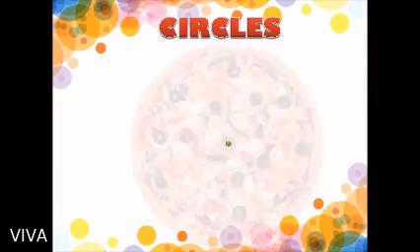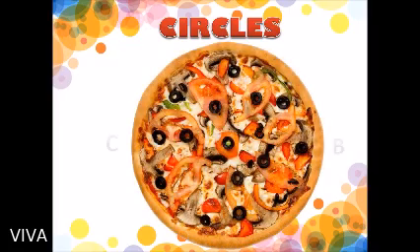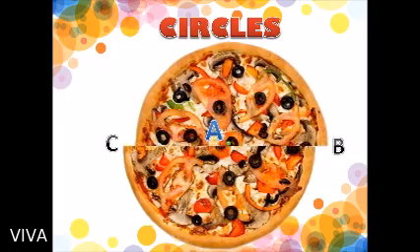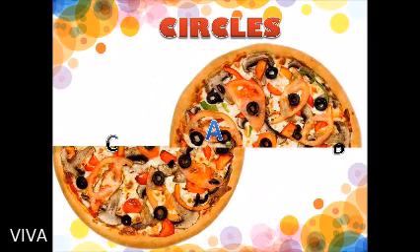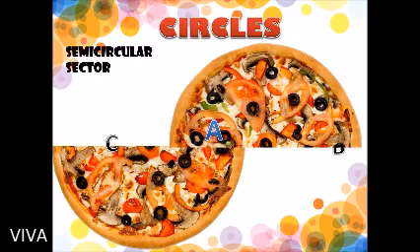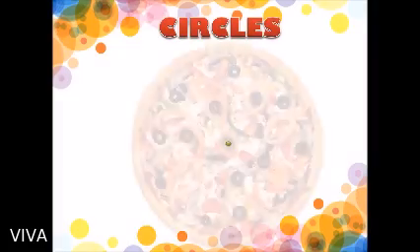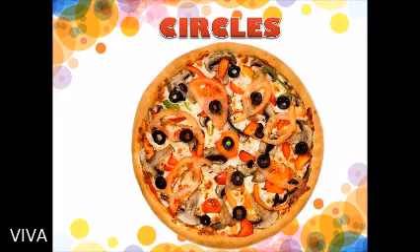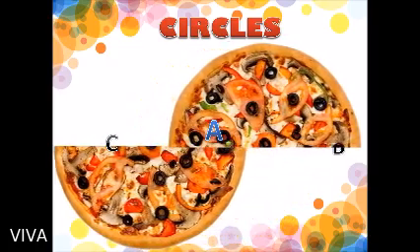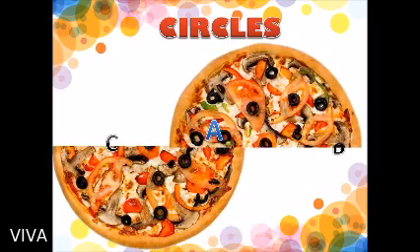What if the pizza was cut into 2 equal parts? There would be 2 equal sectors or two semicircular sectors formed. We can also say that a semicircular segment and a semicircular sector are the same and therefore can be called semicircular region.